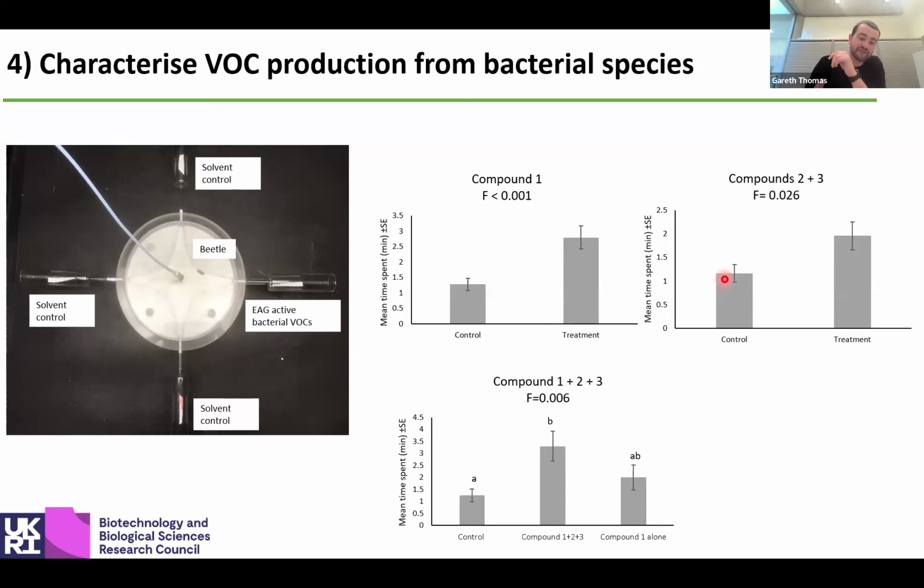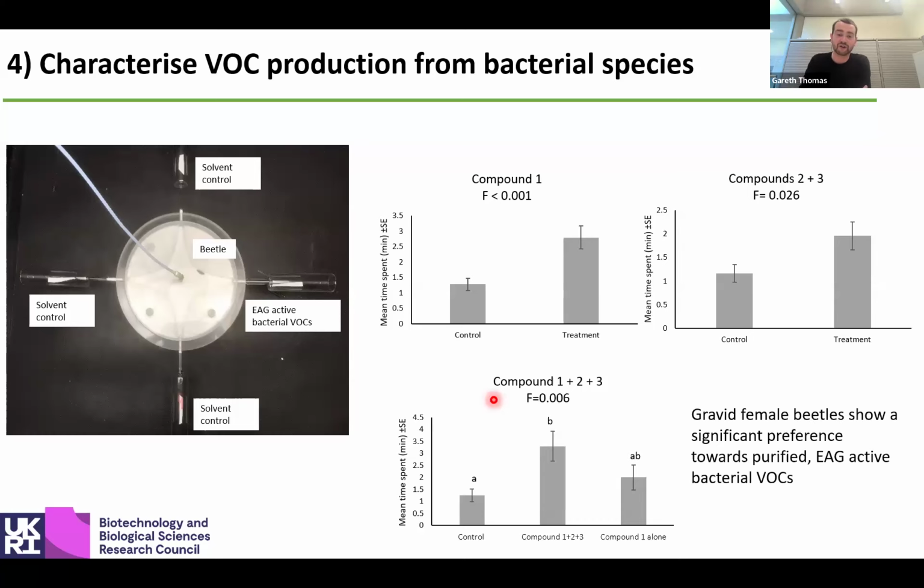And finally, when we combine the 3 compounds together, we can see that the beetle spent a greater amount of time in the combination of the 3 compounds compared to when compound 1 is on its own. There's no significant difference between these 2 treatments, so we have to be a bit careful. But compared to the control, which is just the solvent on its own, the combination of the 3 compounds together seems to do best. So from that, we can conclude that the gravid female beetles show a significant preference towards these purified EAG-active bacterial volatiles.